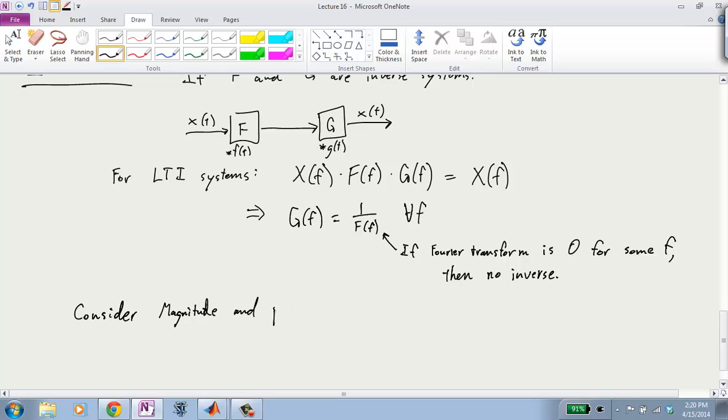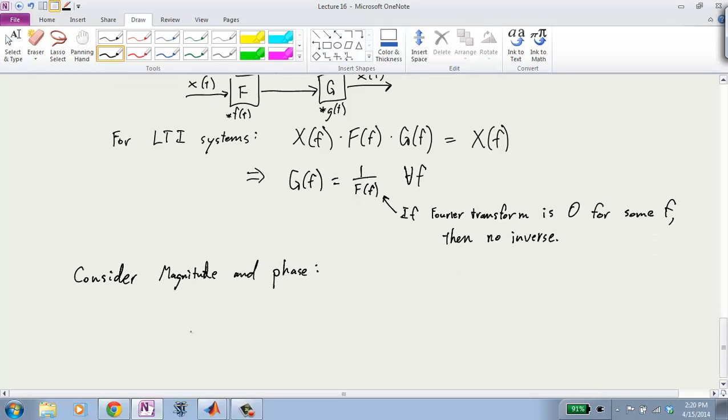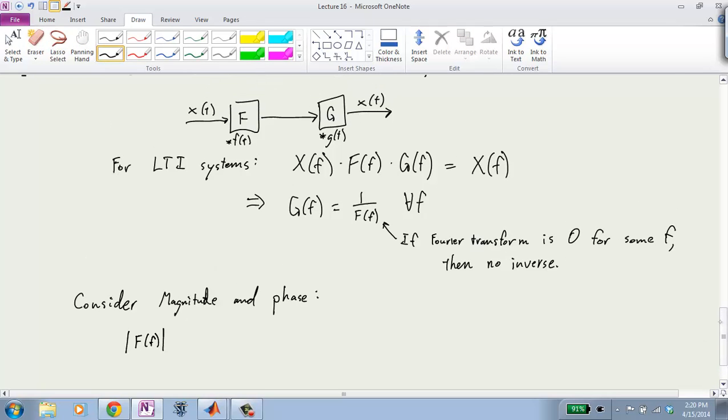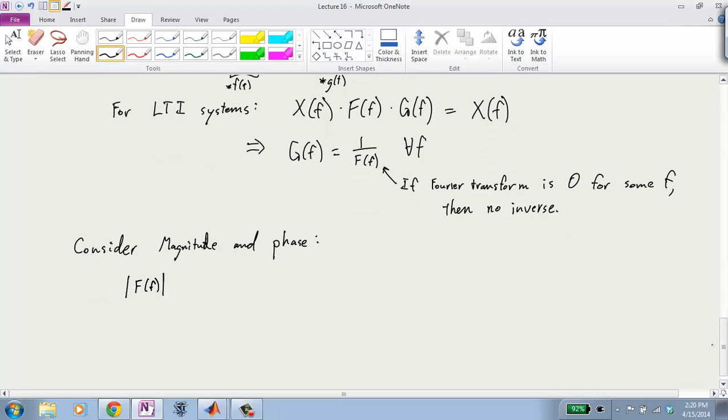Phase of these systems, okay? So, in other words, this first system, F, has a magnitude and a phase. And often, when we look at systems in the frequency domain, we represent them with these two parts, because they're complex numbers. If you're going to graph them, you need to graph them in 2 dimensions. So magnitude and phase is a common way to do it.